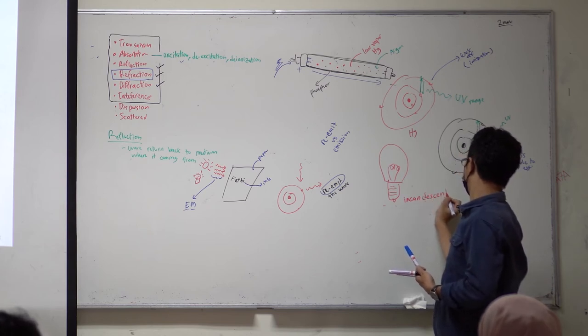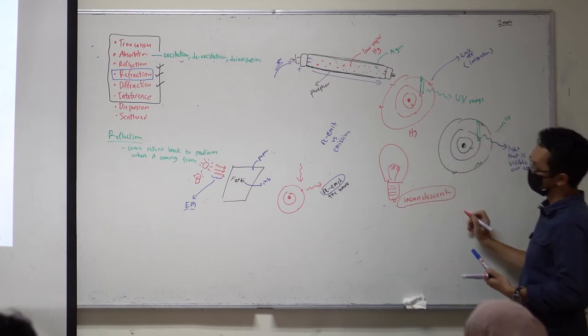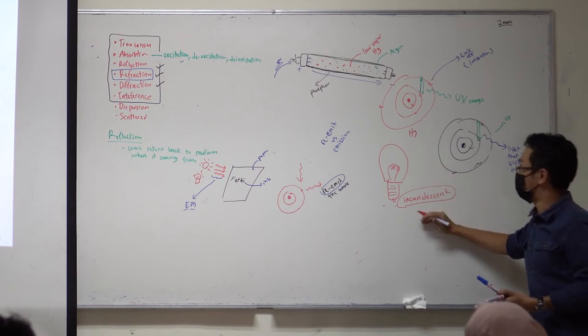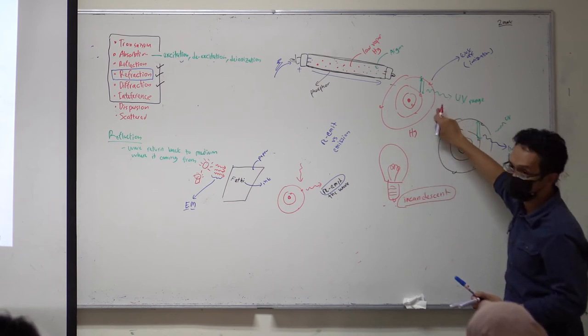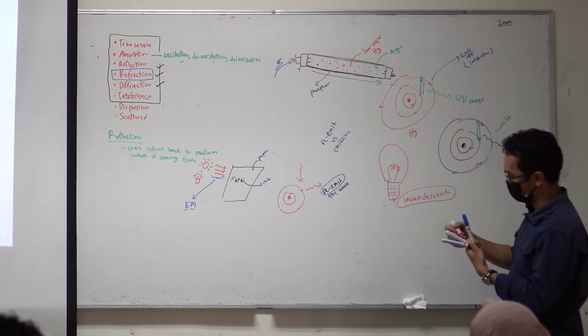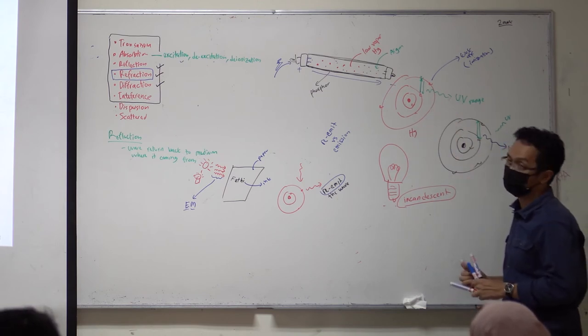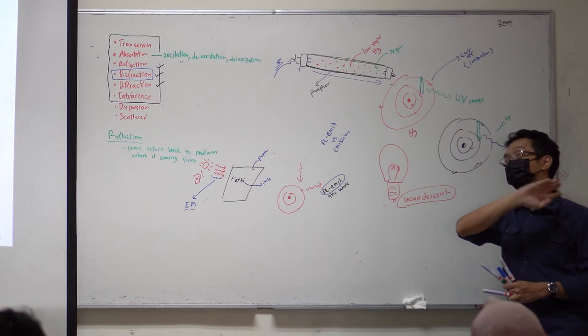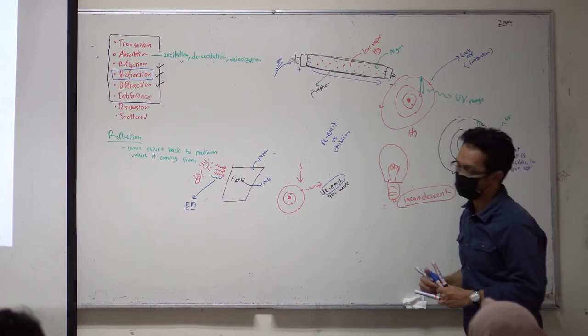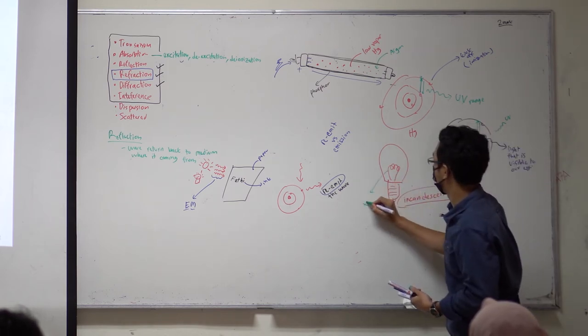Incandescent. I don't know how to pronounce it correctly or not. So, a light bulb, a normal light bulb. It is not like this, more or less like this, but it's a little bit different. Here in the light bulb, the one that you see on the road or whatever, they don't use the other material. They use this thing. They use tungsten.